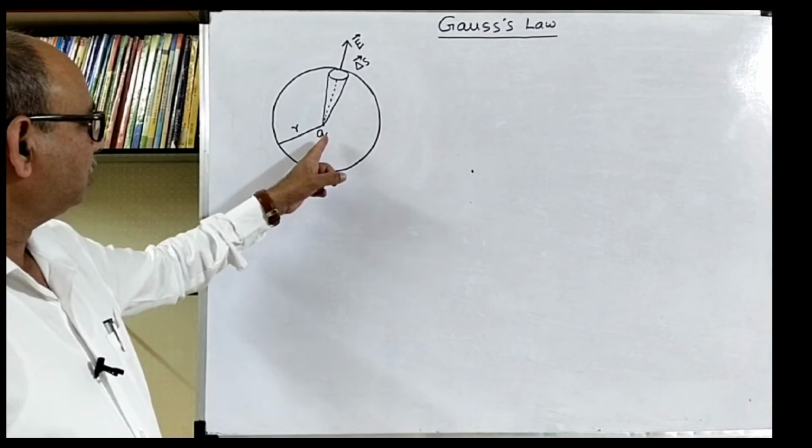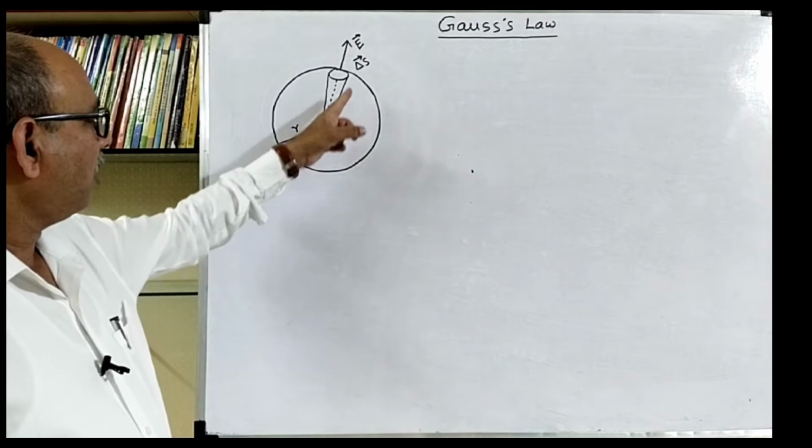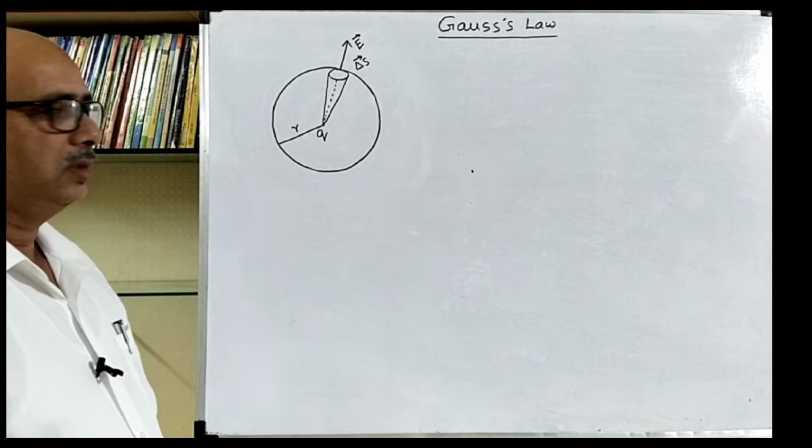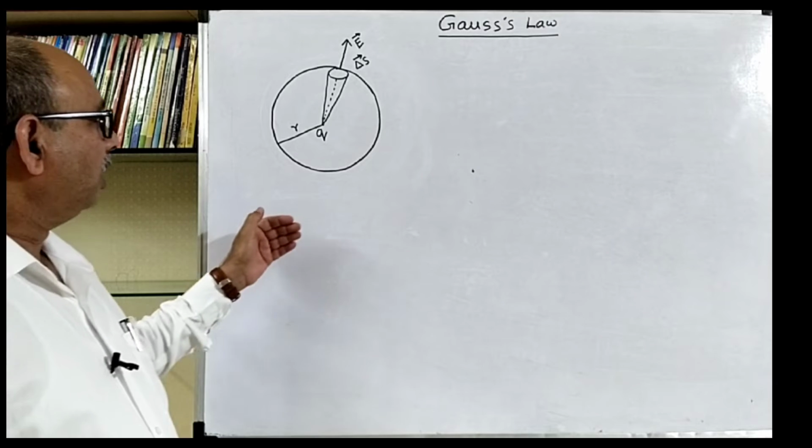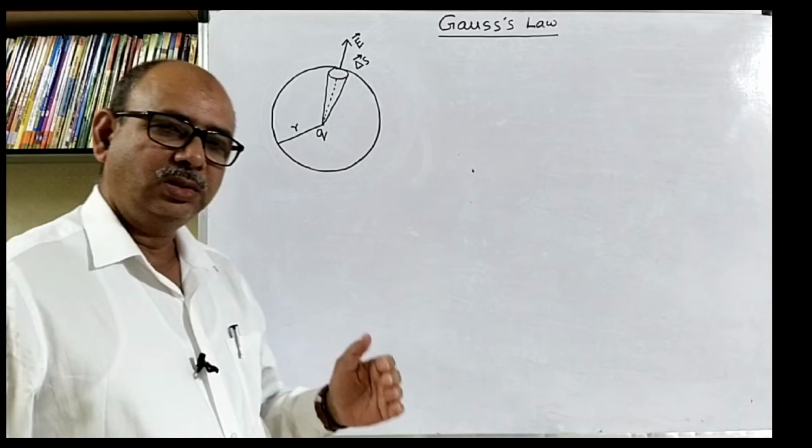If we place a charge Q at the center of a sphere whose radius is r, we have to calculate the total flux passing through this sphere.